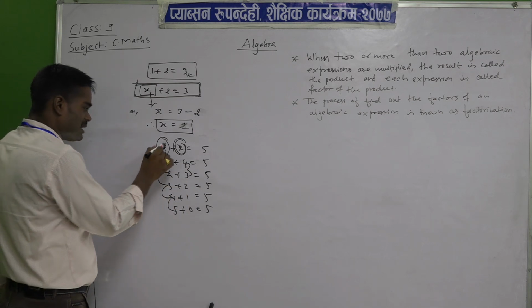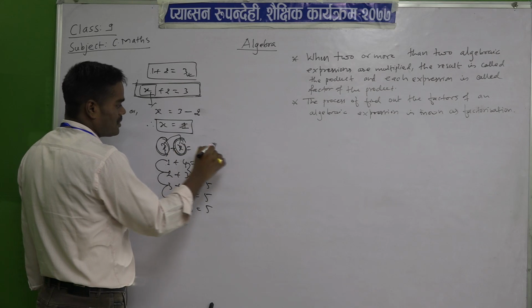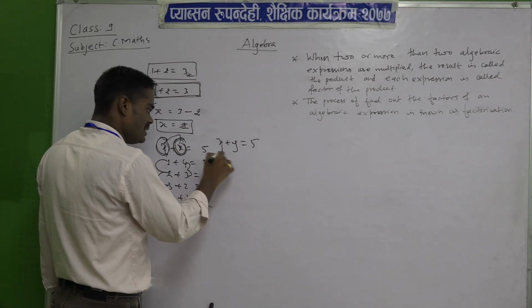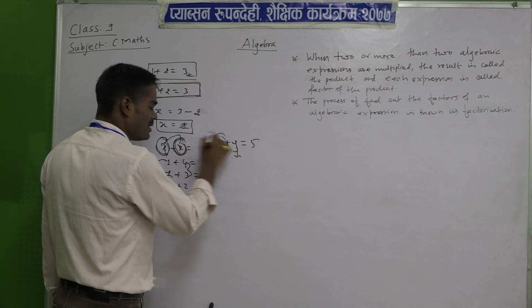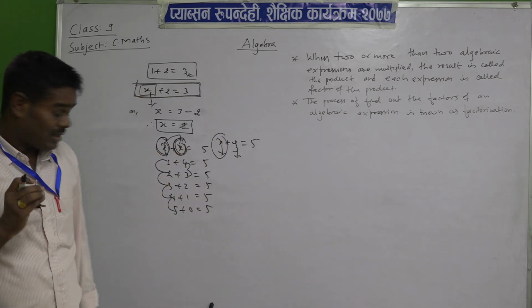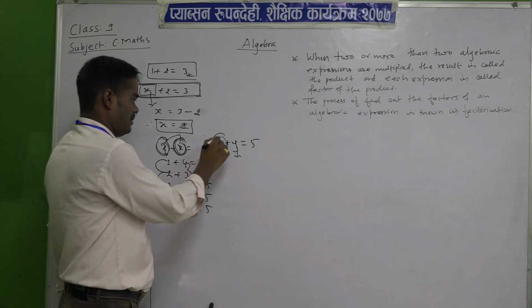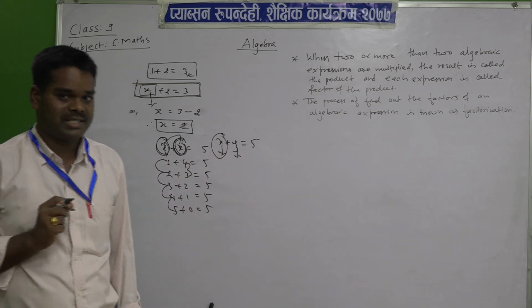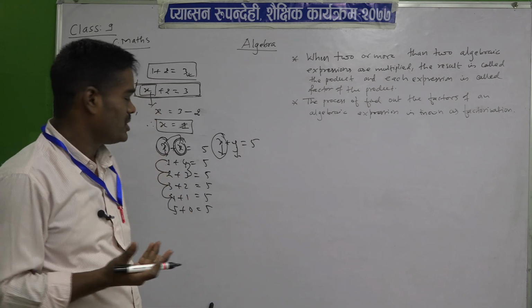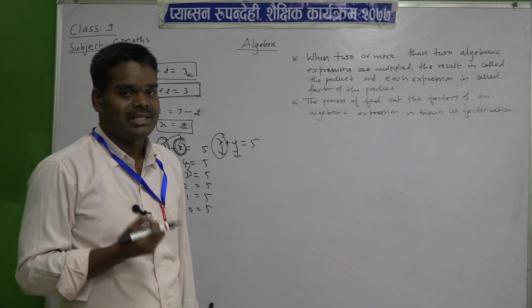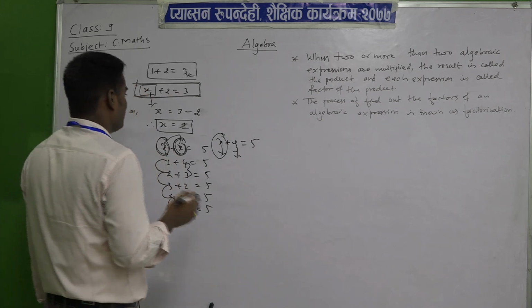That is why, for the same x, we will suppose like this: x plus y equals 5. So these are what? Variables. The value of a variable means what? The number or alphabet whose value is not fixed. According to the question or the solution, the value will change. That is known as a variable.